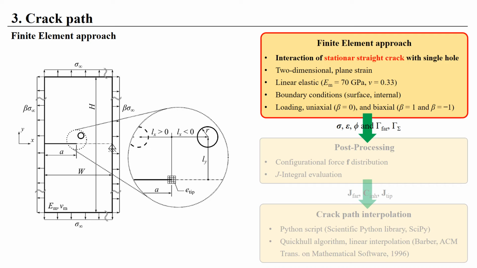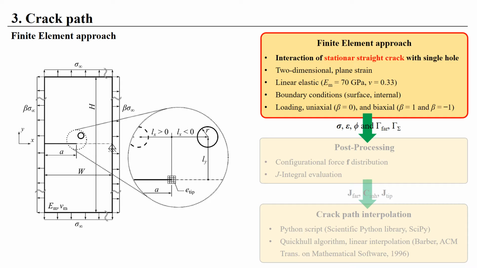The procedure to predict the crack path in the vicinity of a hole consists of three steps. At first, a two-dimensional plane-strain finite element model is used to determine the equilibrium stress and strain fields of a straight crack and a circular hole. The material behavior is kept linear elastic.